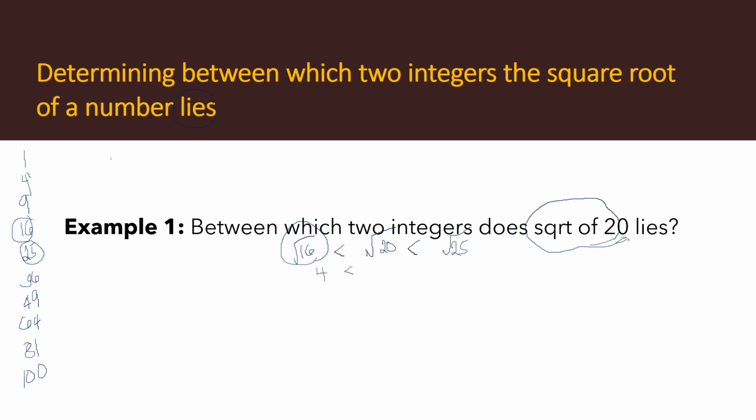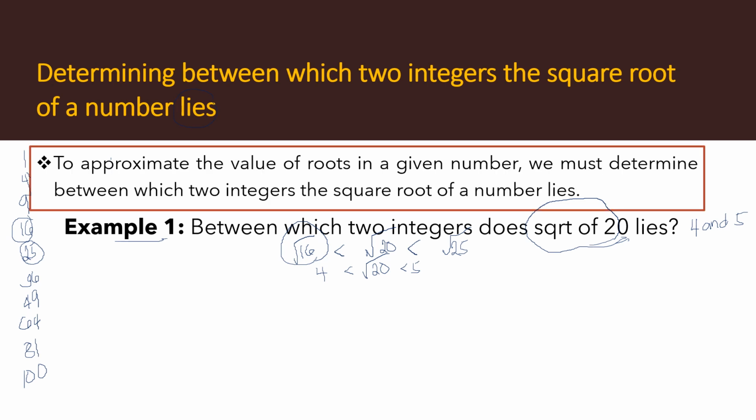And then square root of 20 is not a perfect square, so we copy it as is. And then square root of 25 is 5. Now the answer to this example is 4 and 5. Square root of 20 lies between 4 and 5. All right.